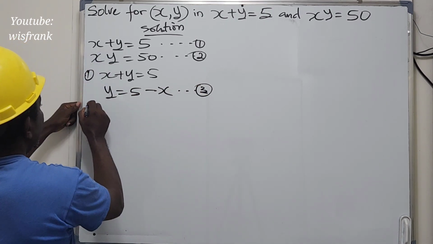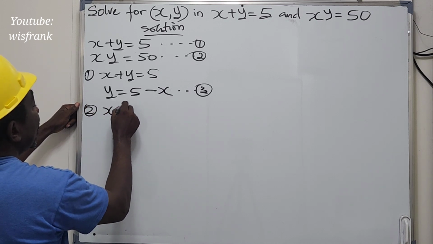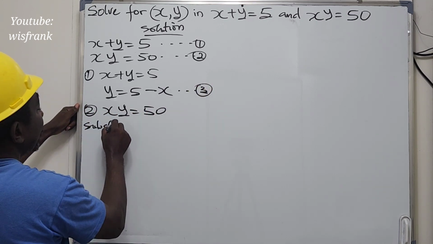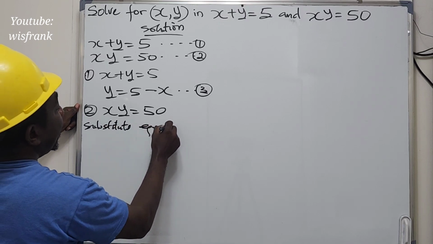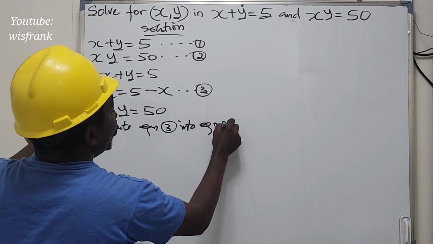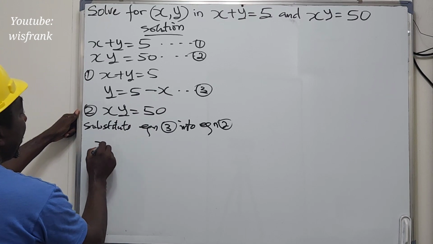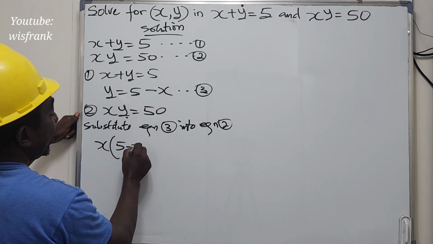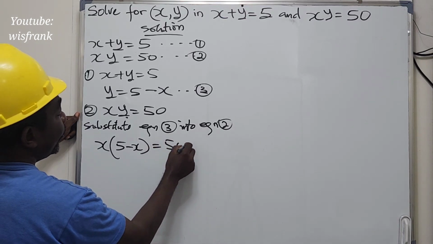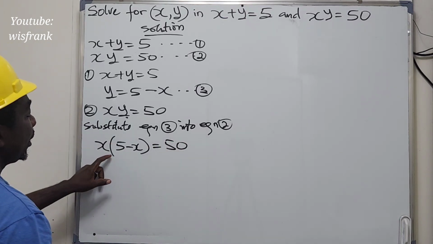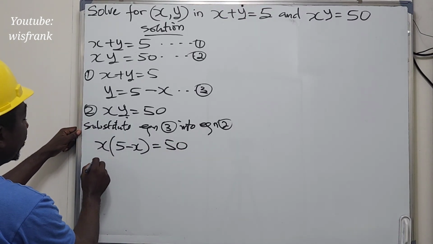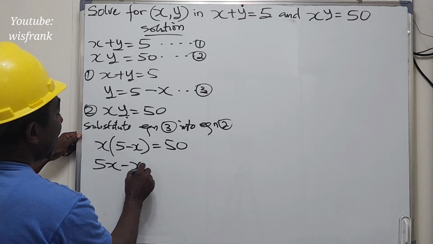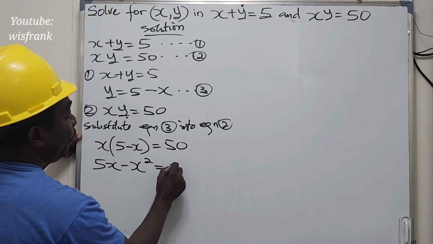Then from equation 2, we have that xy equals 50. We substitute equation 3 into equation 2. So this will become x times (5 minus x) equals 50. Expanding this, x times 5 gives us 5x, then x times minus x gives us minus x to the power of 2, equals 50.